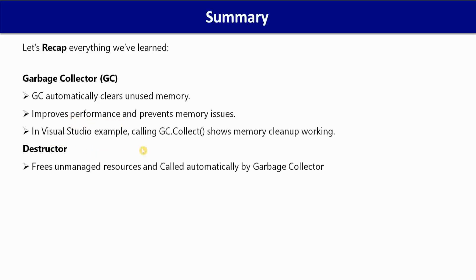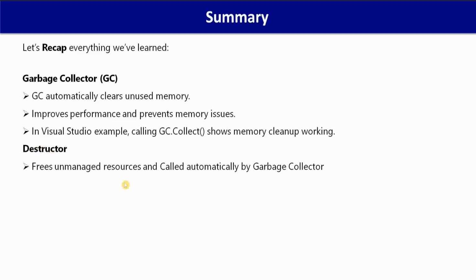In the Visual Studio example, calling the gc.collect method shows memory cleanup working. We already saw this gc.collect method, which is forcefully called manually in Visual Studio to check if there are any objects which are not going to be used further, and then it releases the memory from those objects. Next we have the destructor.